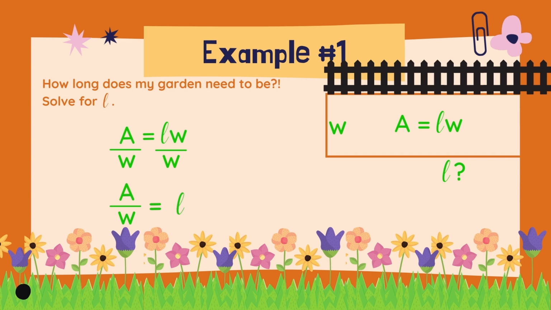We can take the area that the flowers will cover off of the package of seeds. Then we can divide it by the width of our garden. That will tell us how far we need to go with the seeds, the length of the garden.